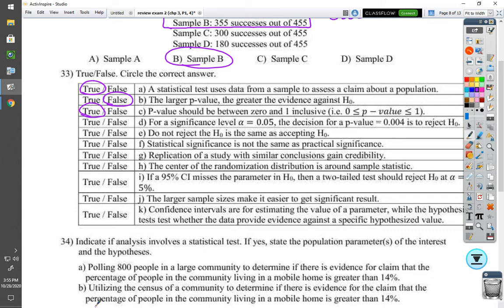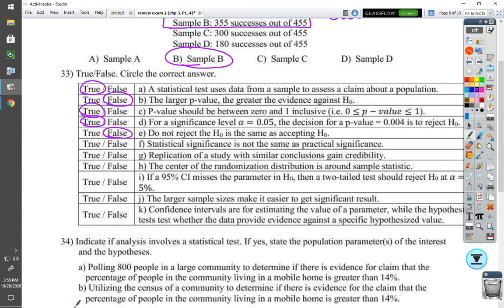For a significance level of alpha 0.05, the decision for a p-value of 0.004 is to reject H sub 0. That would be true. It's smaller. You reject on a smaller value. Do not reject H sub 0 is the same as accepting H sub 0. We never accept H sub 0. False.